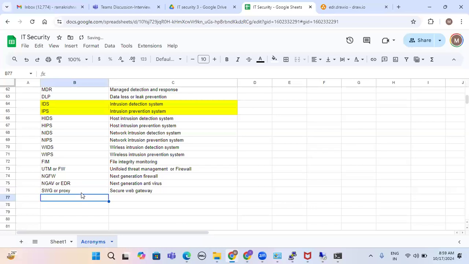Now proxy, it will act as a bridge or gateway in between the end user and the application. When the end user is accessing any website or any URL or any application, that request will go via proxy. Then the proxy will validate whether the website or application URL accessed by the end user is malicious or non-malicious. If it is a malicious one, automatically it will block. And if it is non-malicious, then it will allow the end user so that he can access it. So that concept is called proxy or secure web gateway.